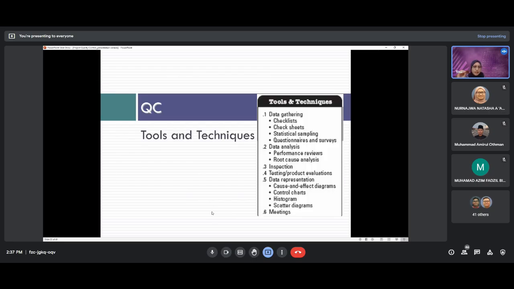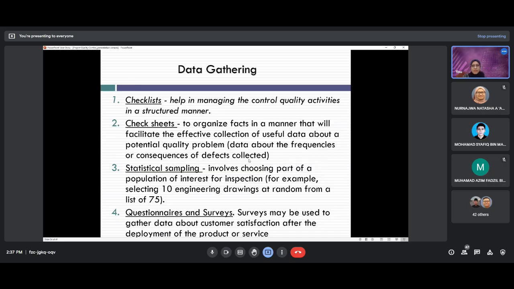Once you have the inputs just now, you can use the tools and techniques to analyze whether your findings are acceptable, or according to the specifications, guidelines, or standards that you have stated at the early stage of the project. The first one is data gathering. It is about checklists, like I mentioned just now. If the company has a standard checklist, then you can use the checklist to help manage the control quality activities in a structured manner.